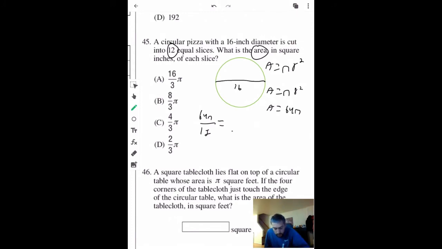So 4 goes into 12 3 times, and 4 goes into 64 16 times. 16 pi, and the answer, there you go, is 16 pi, A. Awesome.